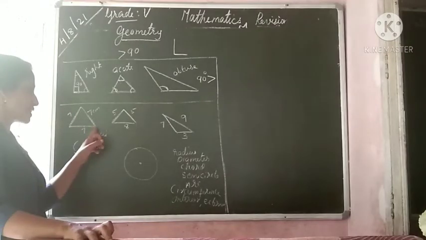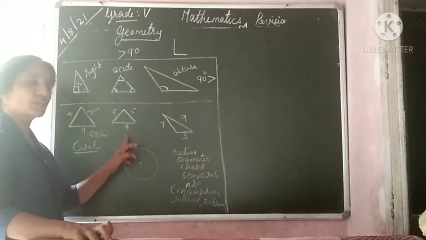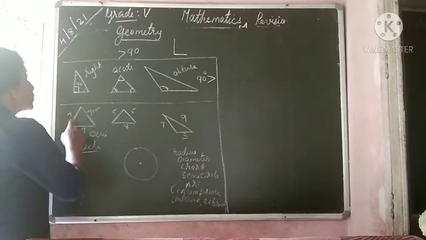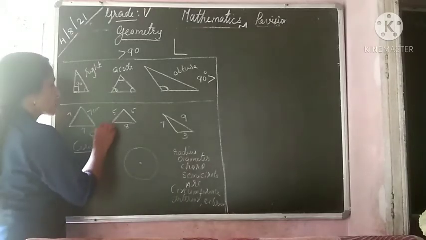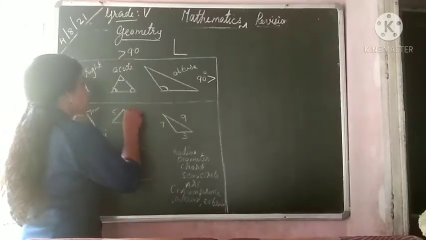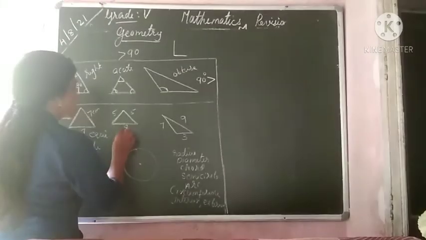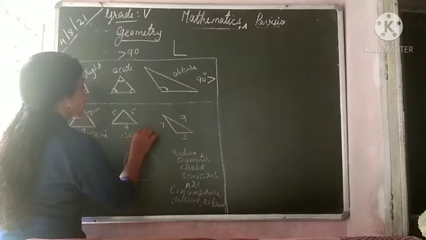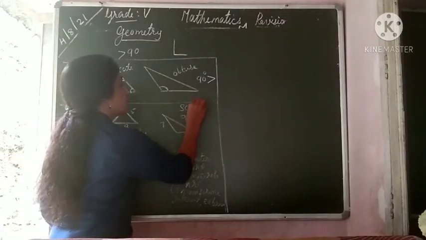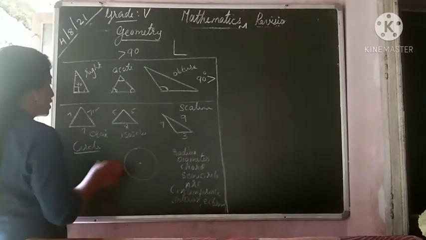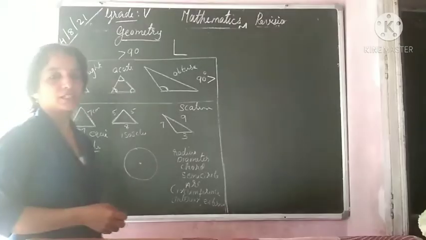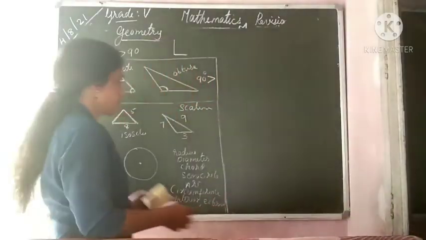Triangles can also be classified by sides: all sides equal, 2 sides equal and one different, or all sides different. If 3 sides are equal, it is called an equilateral triangle. Then 2 sides equal and the third side different is called an isosceles triangle. And all the sides different is called a scalene triangle. Understood? Equilateral triangle, isosceles triangle and scalene triangle. 3 types of triangles are there.